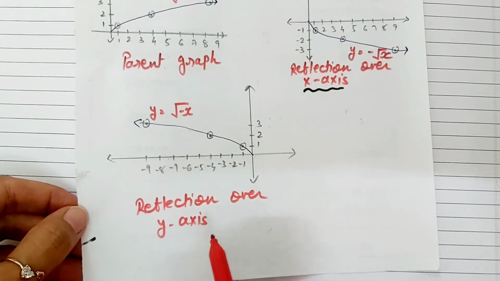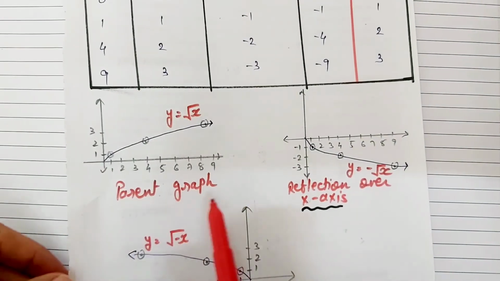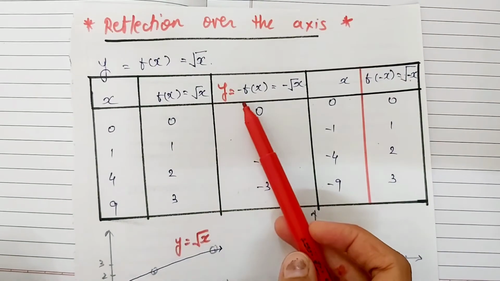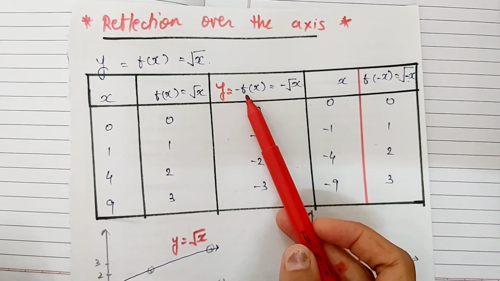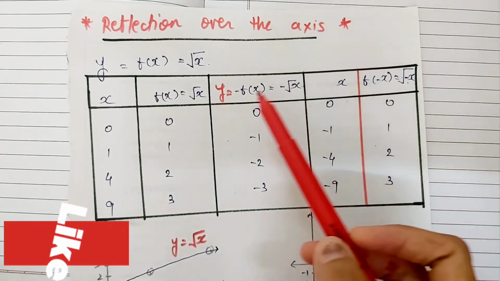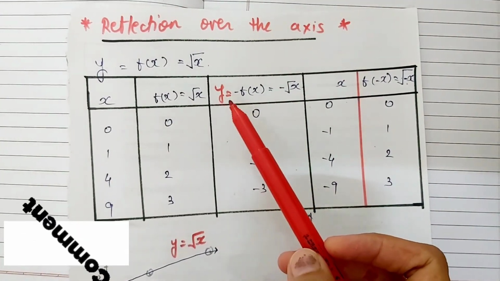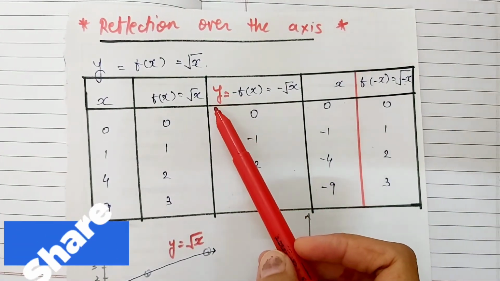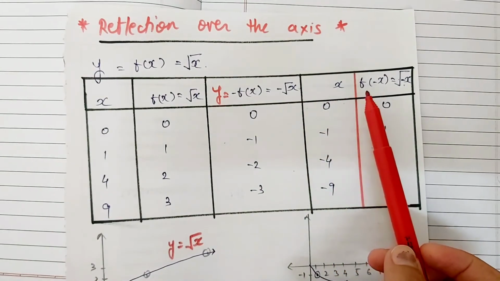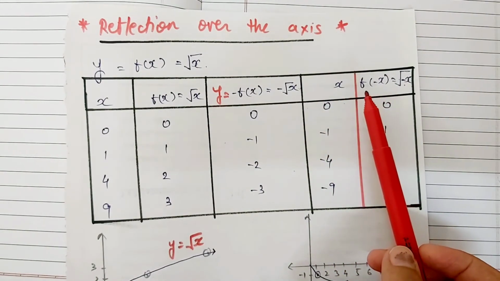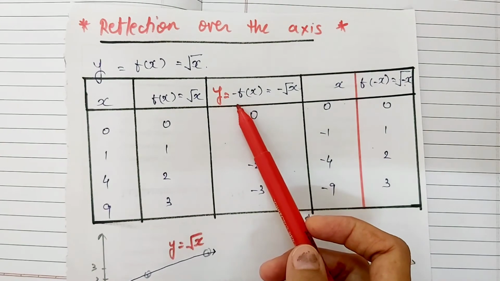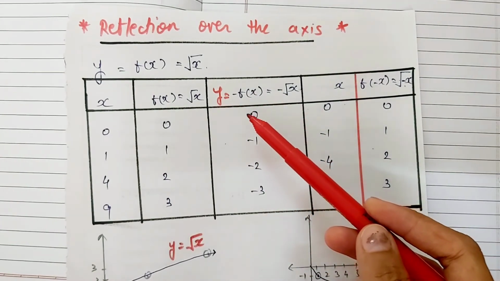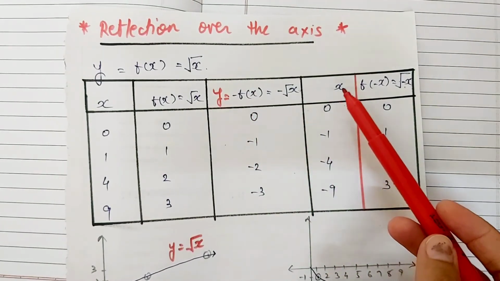So that's what happens: when a parent graph is given and the function itself is negative, it gets reflected over the x-axis. Why so? Because we need negative y values. And when the negative sign is inside of the function, it's literally the opposite of what we just did. So if here we are reflecting over the x-axis, here we are reflecting over the y-axis.